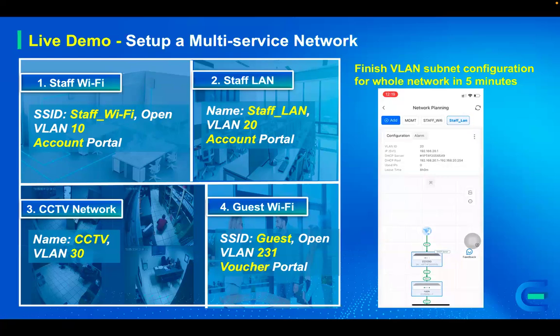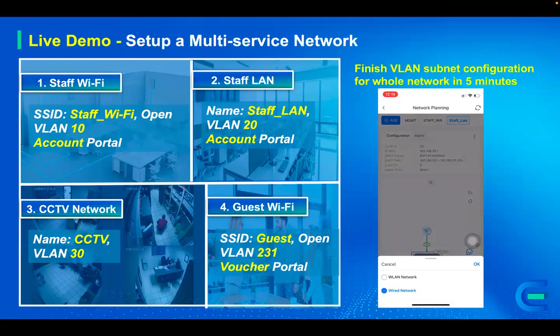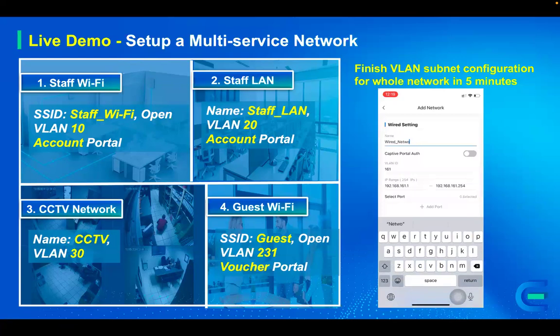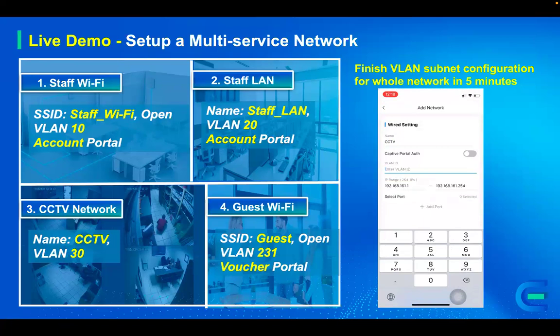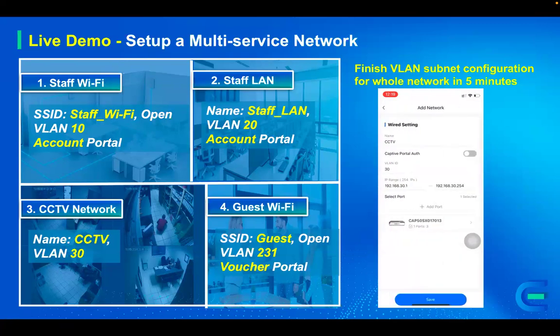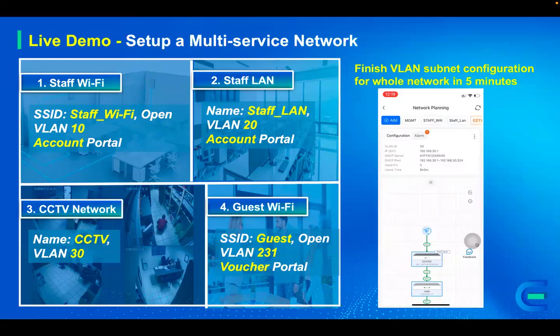So you can see there's a management staff and a staff LAN. Now we need to create a wired VLAN for CCTV. You need to enter the VLAN ID, which is 30. Need to select the port also. Now need to save this. So this VLAN is also created here. This is for the CCTV network.